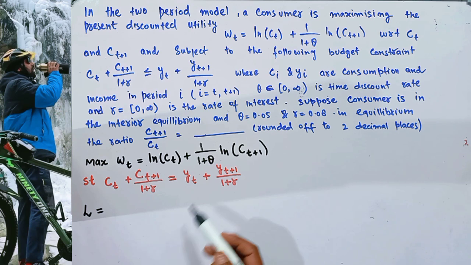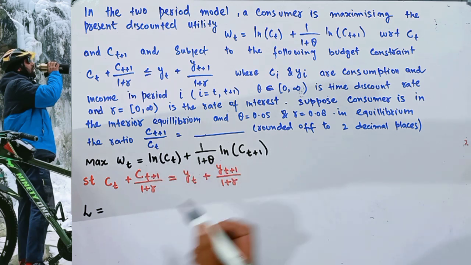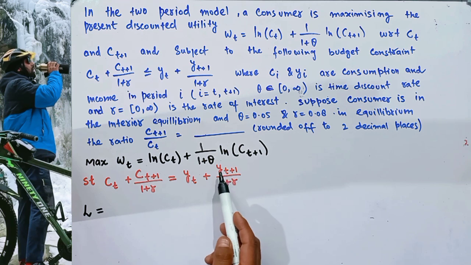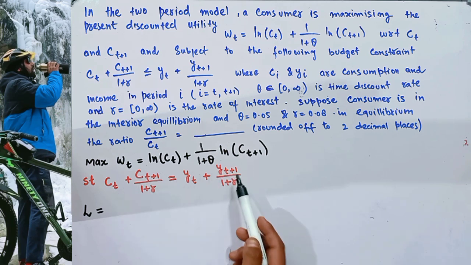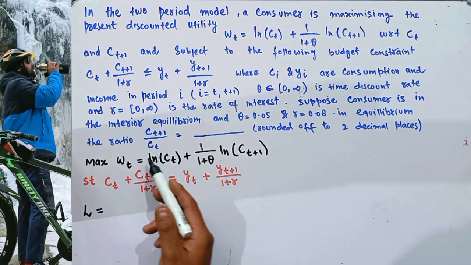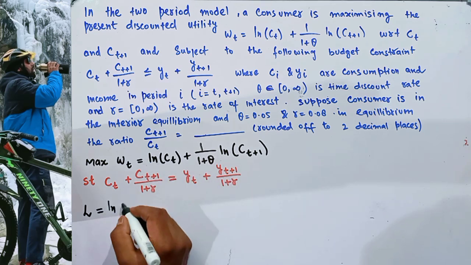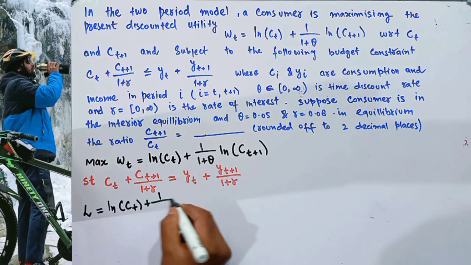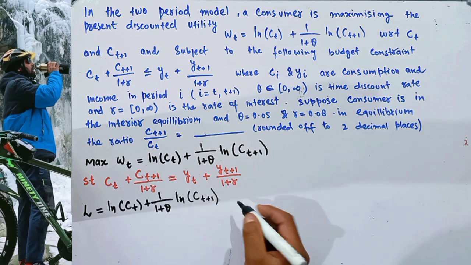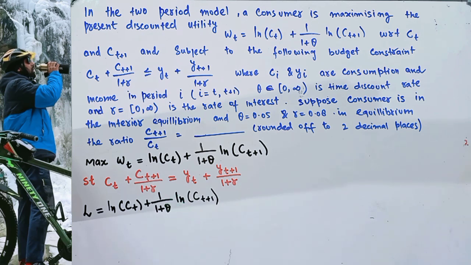So L will be equal to, first let us say this is our objective function. The Lagrange function is formed by adding the objective function and this budget constraint when we set it equal to 0 and multiply it by lambda. I have explained the Lagrange multiplier before, I will not be able to explain all the stuff here. So we write the objective function, that is ln of C_T plus 1 divided by 1 plus theta times ln of C_{T+1}. So what will be our budget constraint here? First we set all this equal to 0. That means if I transpose all these terms, the left hand side will be equal to 0.